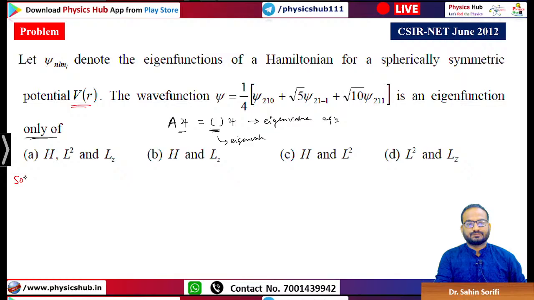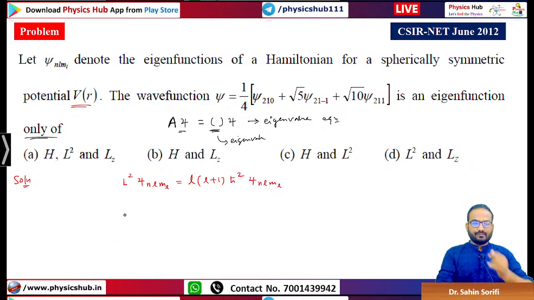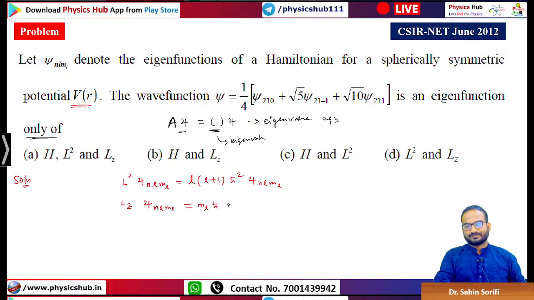Look, what do we know? We know this relation that L square, if you operate on psi n L mL, it will give you something that only depends on this L factor: L into L plus 1 h cut square psi n L mL. Okay, and Lz, while operating on psi n L mL, gives you mL h cut psi n L mL. Is that clear?